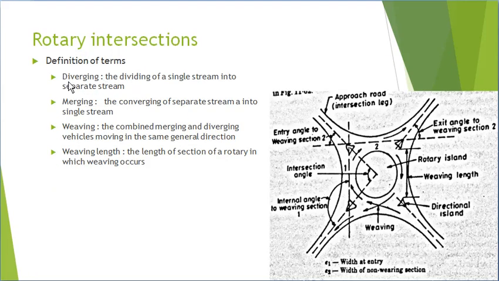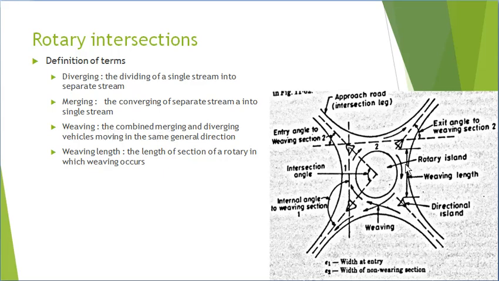These are the definitions, that is diverging, merging, weaving, weaving length, etc. This figure explains some of them. Diverging means the dividing of a single stream into separate streams. Merging means the converging of separate streams into a single stream. These are familiar terms. And weaving means the combined merging and diverging of vehicles moving in the same general direction.